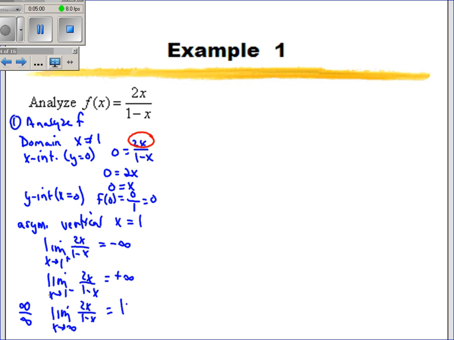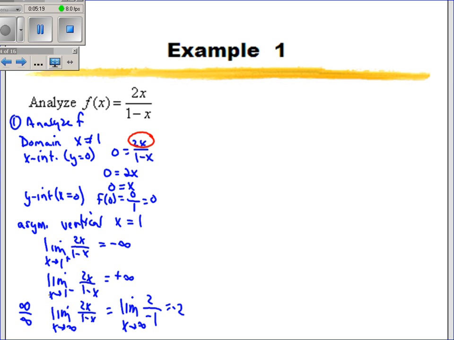So this would be the same thing as the limit of the derivative of the numerator, which is 2. The derivative of the denominator is -1. And now we're letting x approach infinity. We don't have an x anymore, so this answer is just a -2. It's just a constant. So our limit is -2.